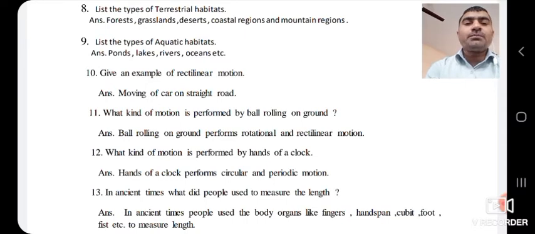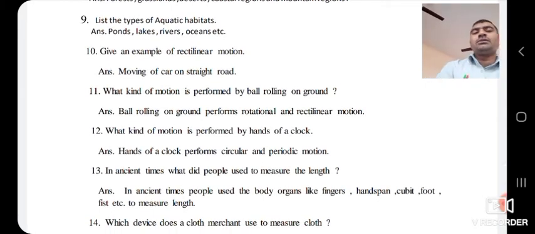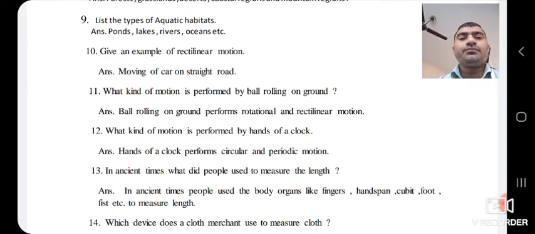What kind of motion is performed by hands of a clock? See, hands of a clock perform circular as well as periodic motion because they are moving in a circular path and they are moving at a regular interval. So it performs periodic motion also.